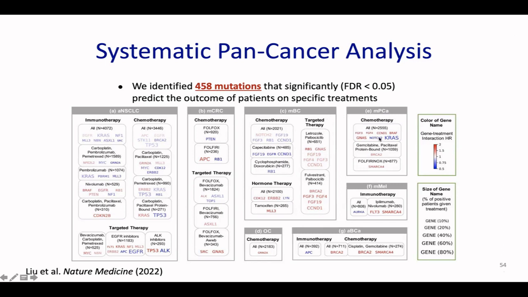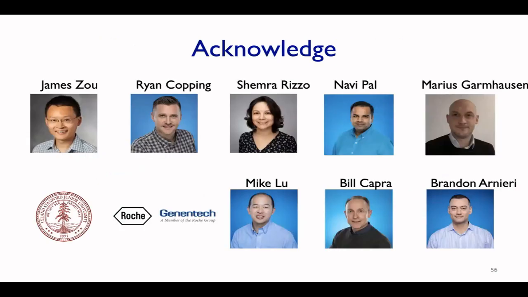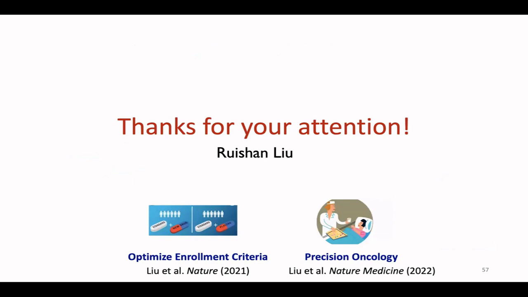So maybe I can quickly conclude by saying that this talk presents how we can use real world data, medical records, combined with machine learning tools to help clinical trial design and also to generate new hypotheses for precision oncology. I would like to acknowledge all our fantastic collaborators who worked together on these two projects: my advisor, James, and all our collaborators from Roche Genentech. Thanks for your attention. I'd love to take questions on both of these two projects.